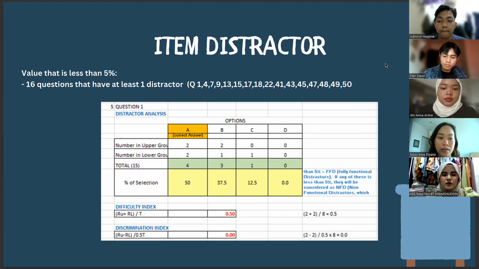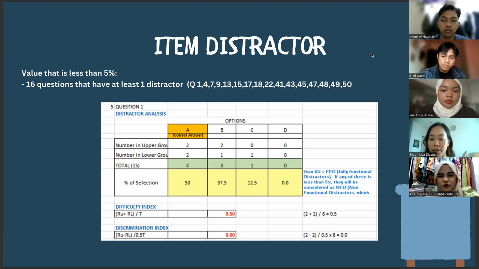So I will start with the item distractor. This item appears when the percent of selection, as you can see in the box below, the soft yellow color, shows the value is less than 5%. So we also have 3 different levels of distractors: questions that have only 1 distractor, questions with 2 distractors, and also some questions with 3 distractors. So I'm going to proceed with the questions that have 1 distractor, of which we have a total of 16 questions, and the numbers of the questions are as stated here.